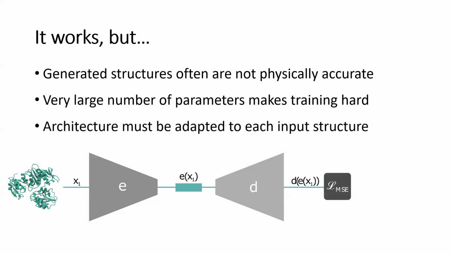And even more annoyingly, since we're dealing with an architecture that in the first layer needs to have a neuron per degree of freedom, what that means is that every time I train the model on a new protein, I need to change the architecture of the model, which is annoying. And so we started thinking, can we address those problems?